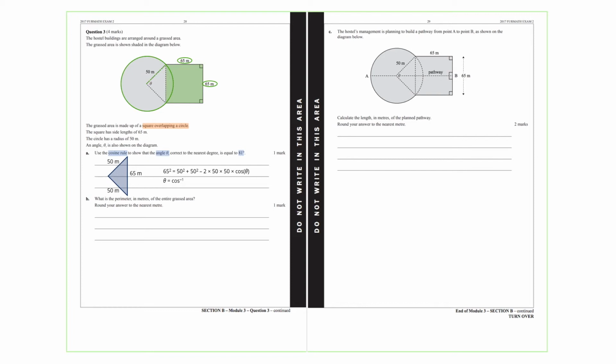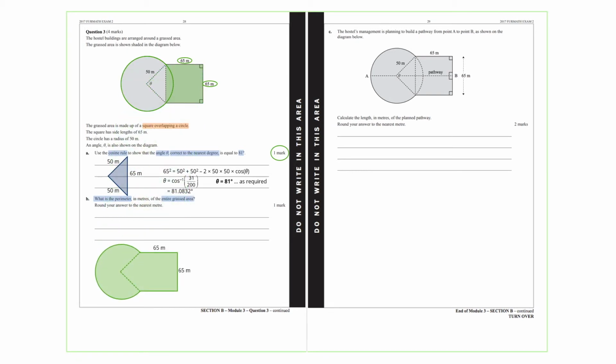Doing the appropriate calculations, we have theta equals 81.0832 degrees. Correct to the nearest degree, this is 81 degrees as required. This question is worth 1 mark, and the mark is for the correct method with the correct answer. Part B. What is the perimeter in meters of the entire grassed area?